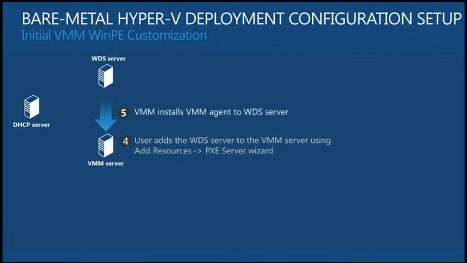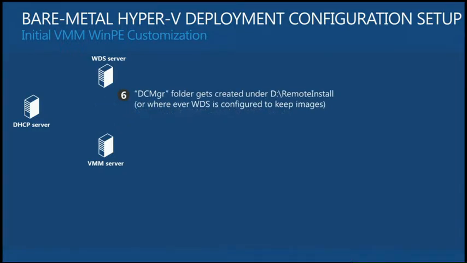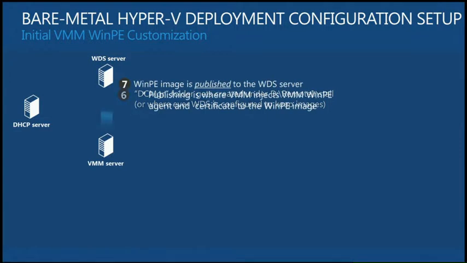We then also, as part of that process, we install the VMM agent. We have to have an agent on that WDS server as well. We create a folder for containing our files. And then we publish a WinPE image.